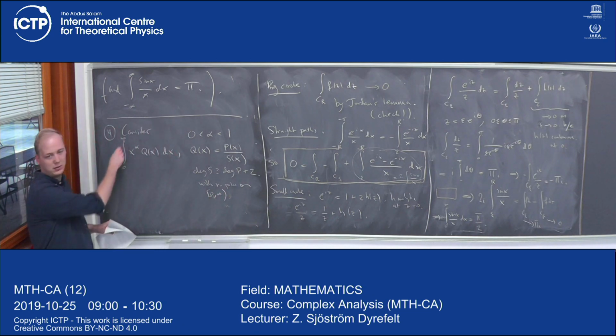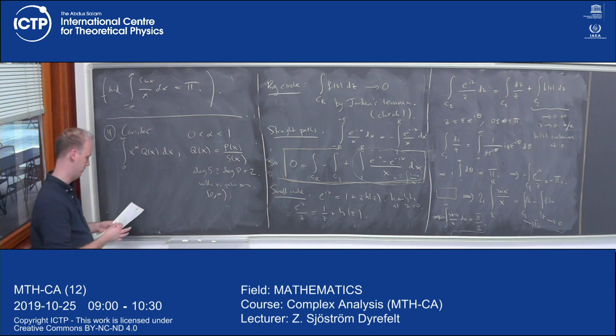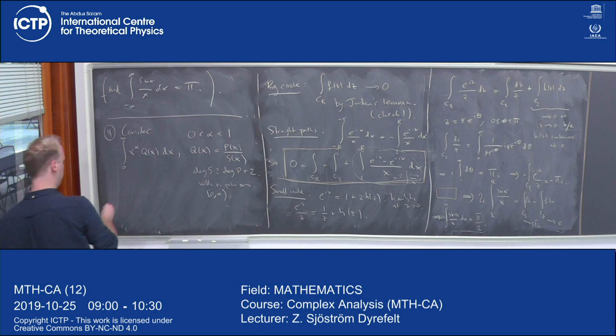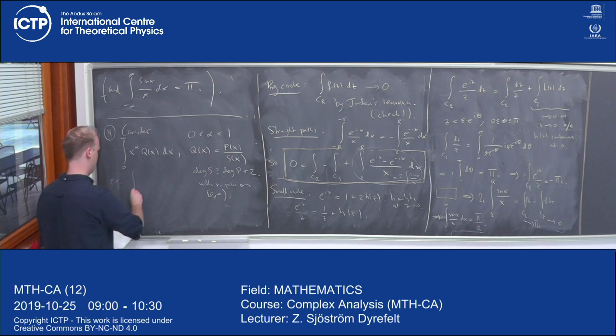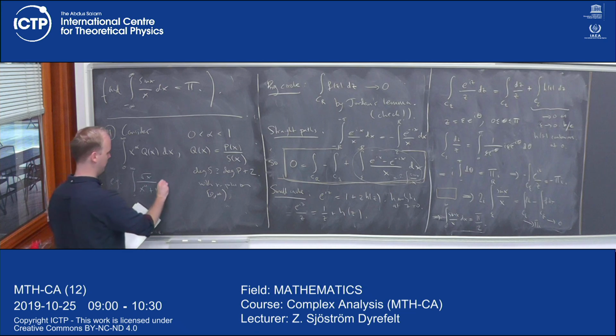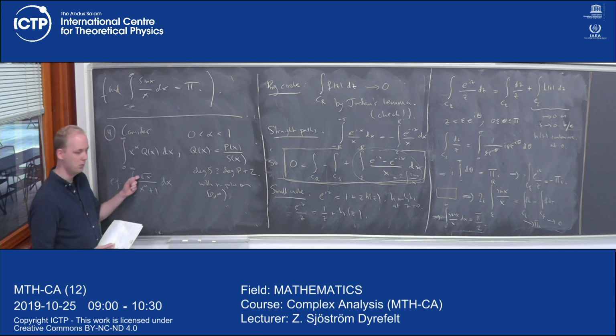Because this is where I'm integrating now. Okay, so it can have poles on the negative real axis if it wants. So, for example, this could be the integral from 0 to infinity of square root of x over, let's take this time, x^4 plus 1. Okay, so it could be something like this.